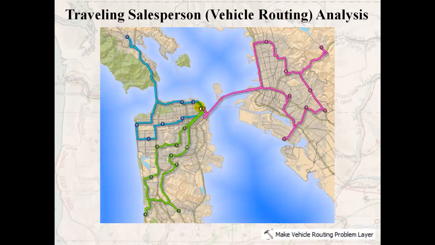And this is called the traveling salesperson analysis, and it's a really complicated algorithm. So what the algorithm does is it just gives you a really good guess as quickly as it can, as opposed to trying to really optimize things.